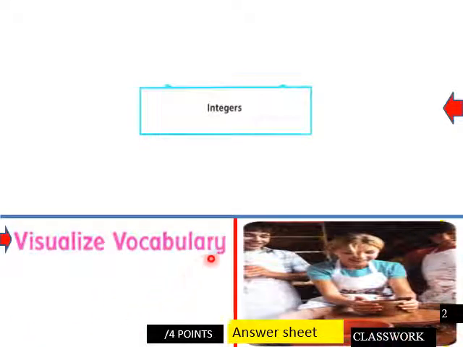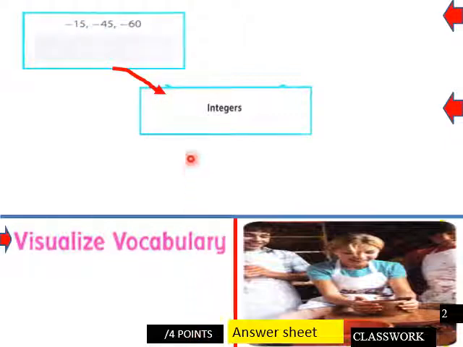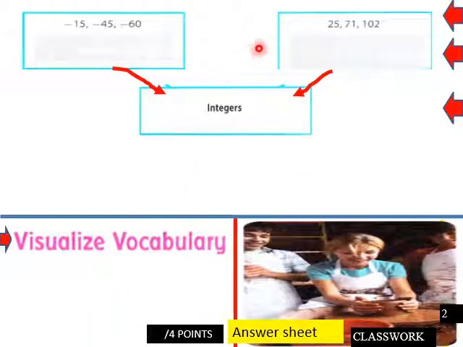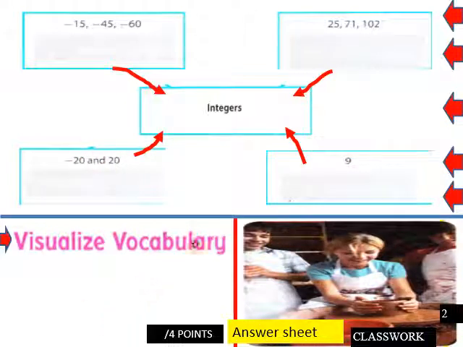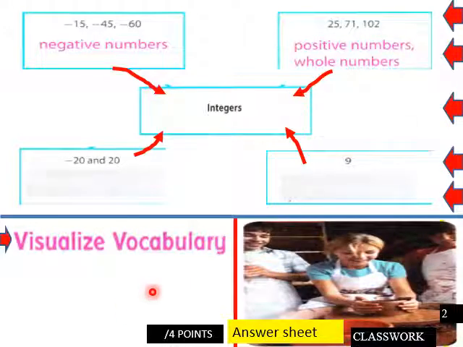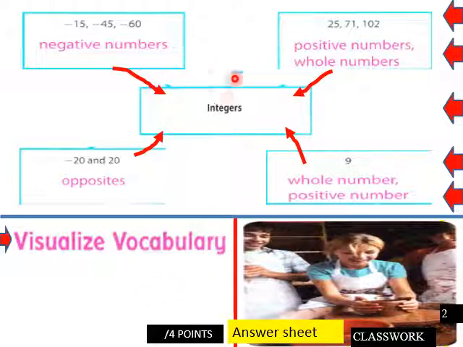Page 2, classwork. Visualize vocabulary. So we have integers here. Integers, these are integers. What kind of integers are those? And then what kinds of integers are these? What kinds of integers are these? And then what kind of integer is that? Negative numbers, positive numbers, whole numbers, opposites, and a whole number, positive number. Give students a few minutes to do this, teachers, before you do a reveal.